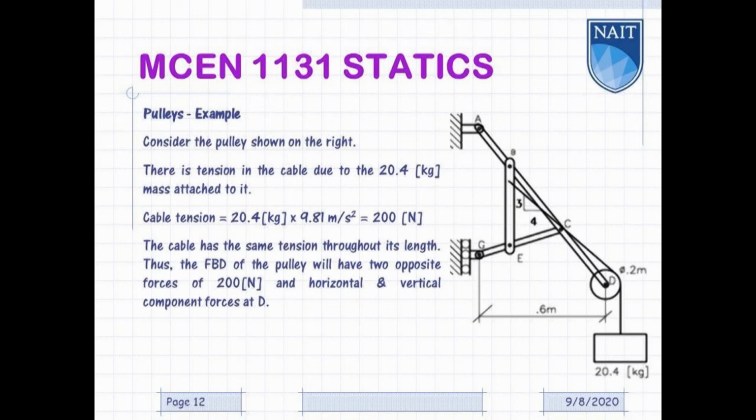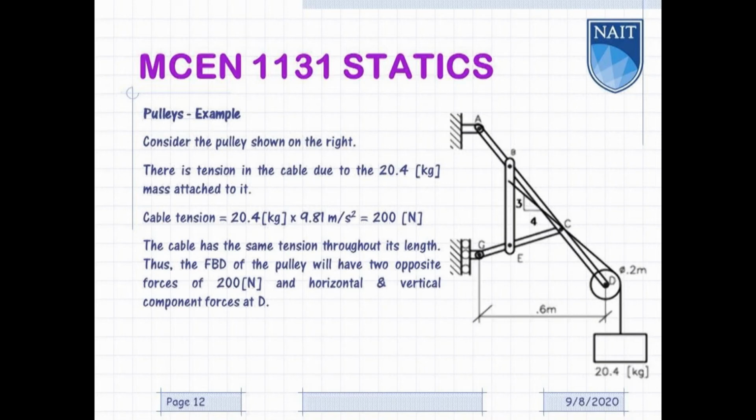Consider the pulley shown on the right. There is a tension in the cable due to the 20.4 kilogram mass attached to it. We can calculate cable tension as 20.4 kilograms multiplied by 9.81 meters per second squared. This equals 200 newtons. The cable has the same tension throughout its length.